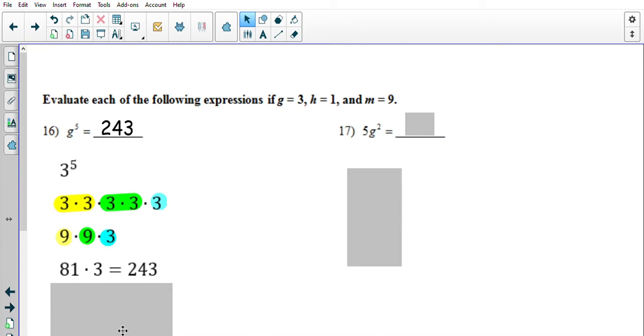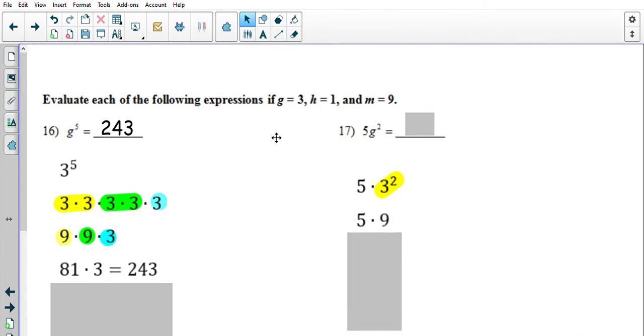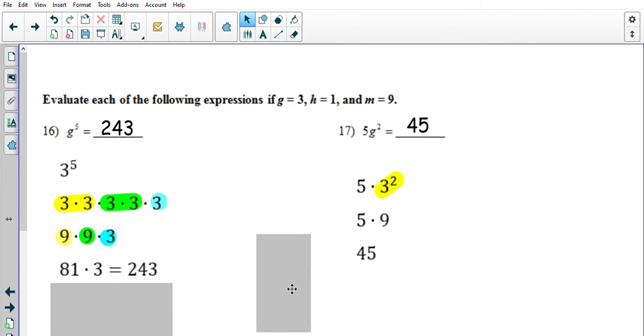Number 17, be careful with this one. We have 5g squared. This is 5 times g, which is 3 to the 2nd power. Don't forget, you've got to do those exponents first. The heating, air conditioning just turned off, so it got a little bit quiet in the background. 3 to the 2nd power is 9. Let's go ahead and do 5 times 9. Final solution is 45.